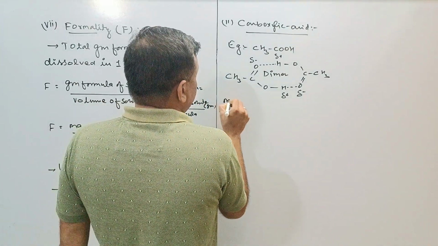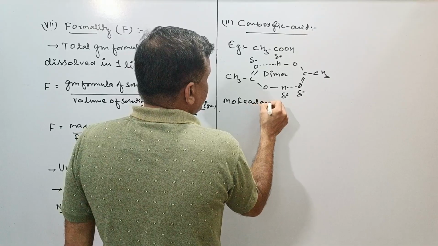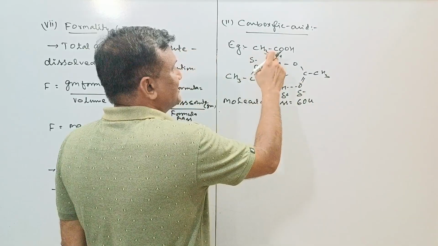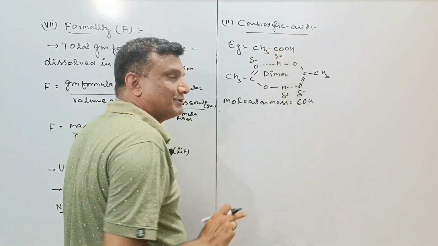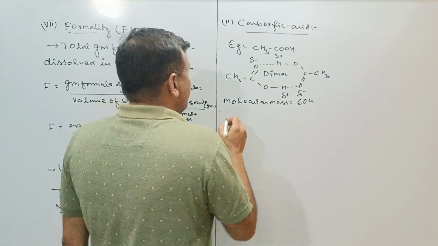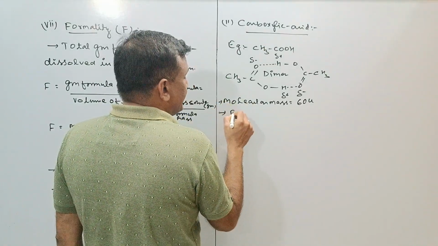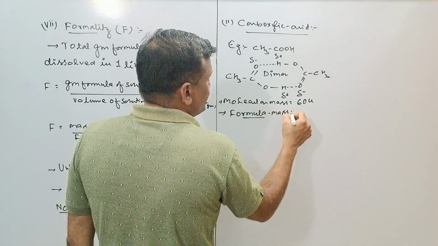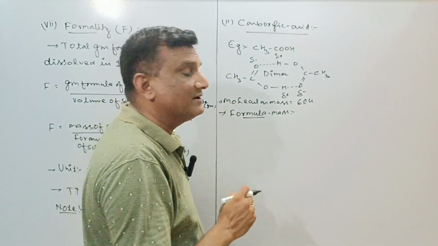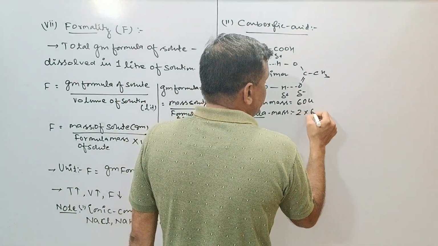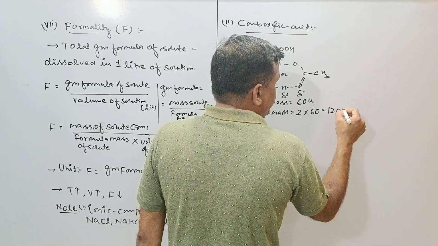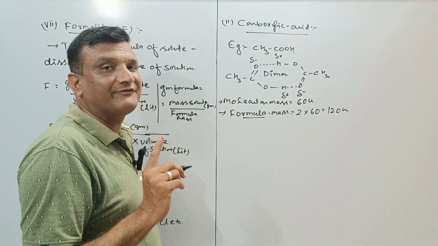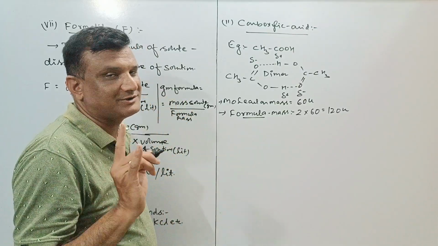So now its molecular mass is 60 units, because carbon is 24, 4 for hydrogen and 32 for oxygen, that is 60. But here we use the formula mass, and the formula mass is used for the entire unit, and here it's the dimer, so it will be taken as 2 into 60, that is 120 units. This will be the formula mass. So remember one thing, this kind of concentration unit is used for carboxylic acids.